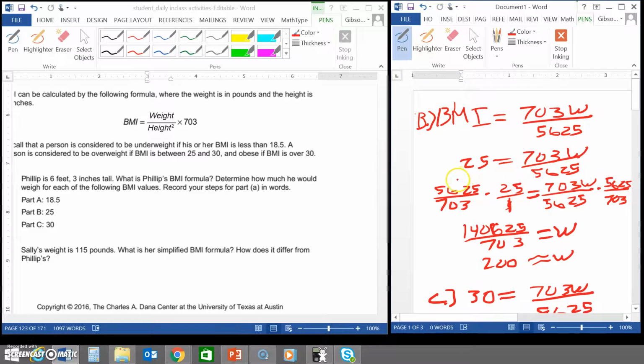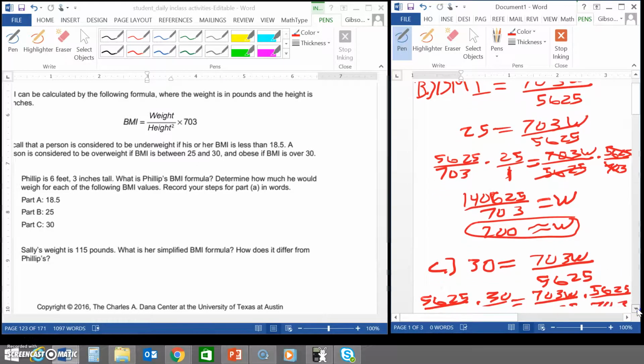And just like in part A from the previous video, we had to multiply each side by the reciprocal, which would be 5,625 over 703. Once we multiply these across the top here, this will give us 140,625 divided by 703. And that would equal the weight, because all of these values here would simplify out. Now, when we divide these two values, it will give us approximately 200 pounds, because remember, we want to round to the nearest whole number.